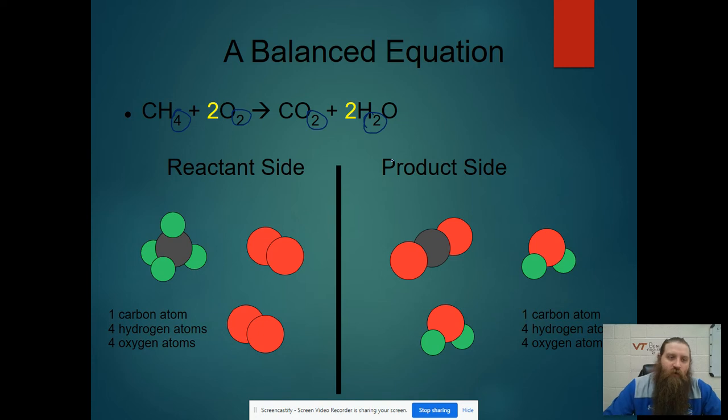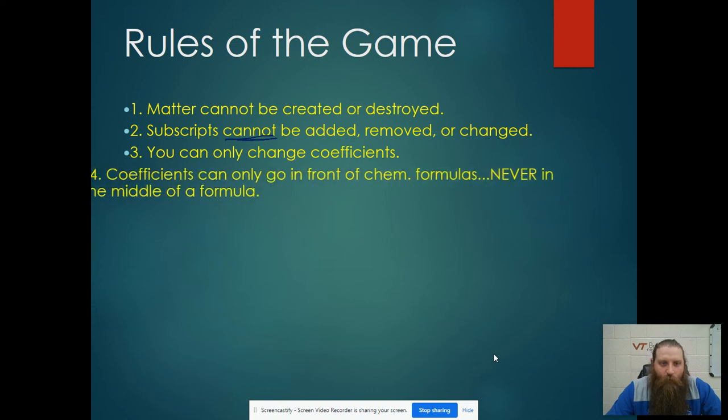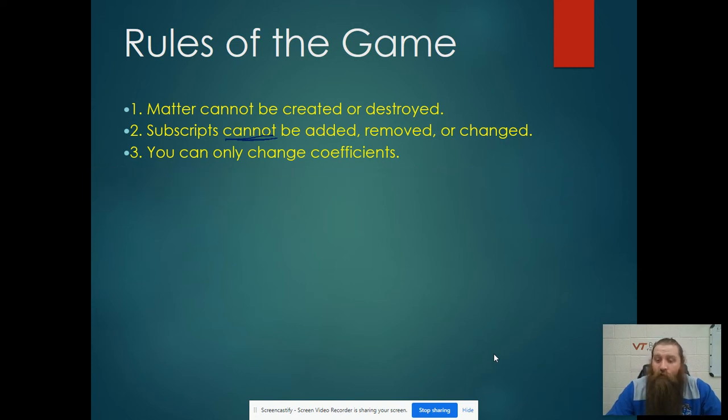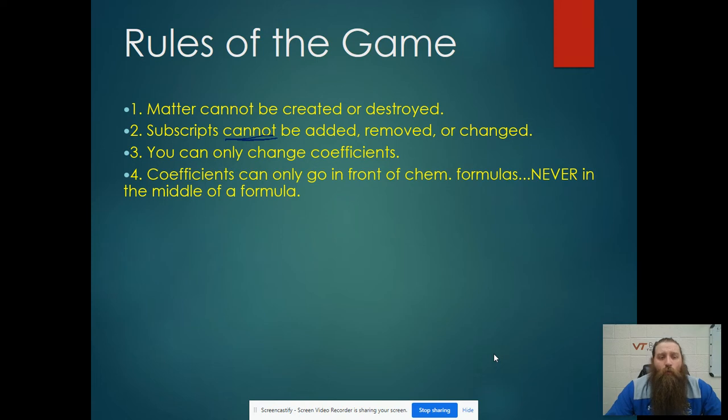Now it's not CH5, this is CH4, methane. All right. There is no such thing as CH5. There is no CH2 either. You can't make any of those other things. So do not change the subscripts, all right? You can only change the coefficients. That's totally allowed. And when you put coefficients out on the equation itself, they go in front of the chemical formulas, never in the middle, all right?